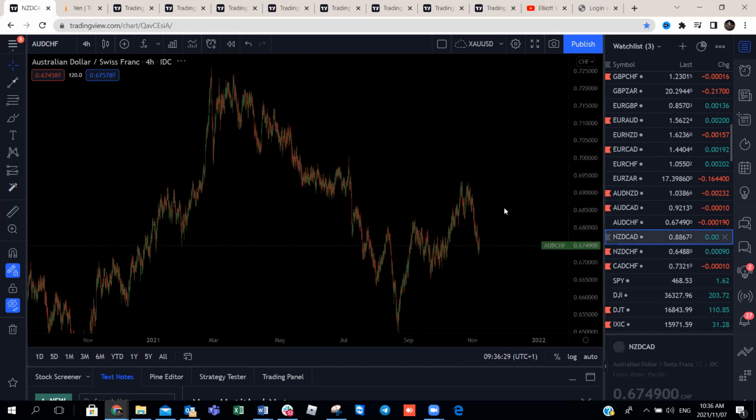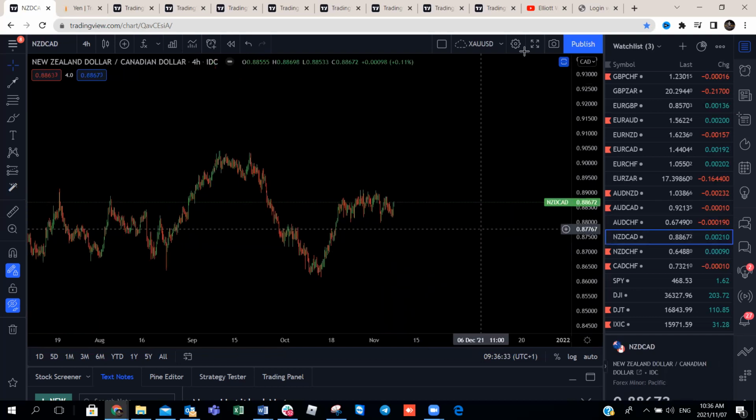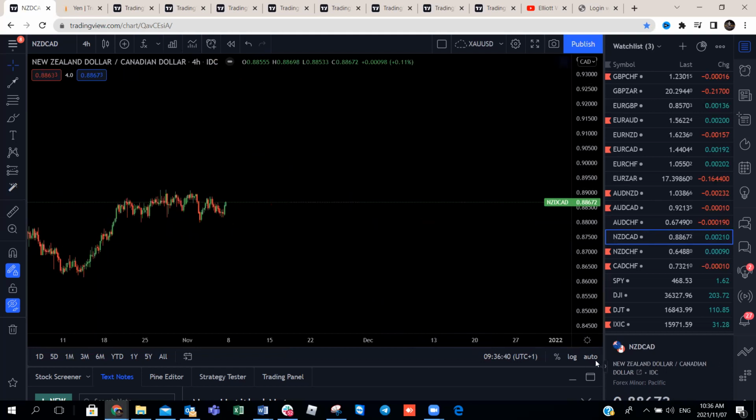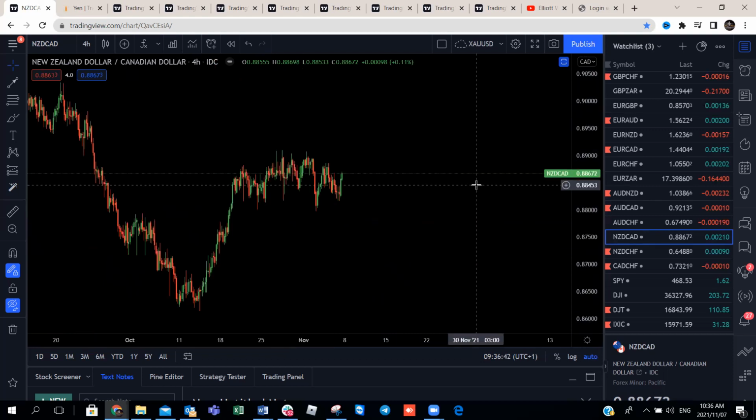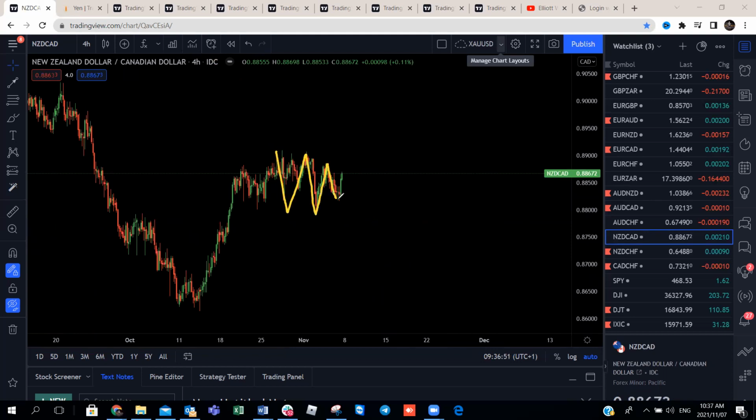New Zealand CAD. So New Zealand CAD consolidating at current levels. This is 1, 2, 3. Let's make it bigger so you can see the structure clearly. Doesn't look like it's complete as yet. We have got this looking like a 1. Let's make it with the yellow color. We've got 1, 2, 3 there. 1, 2, possibility for a 3 to come take the top here.